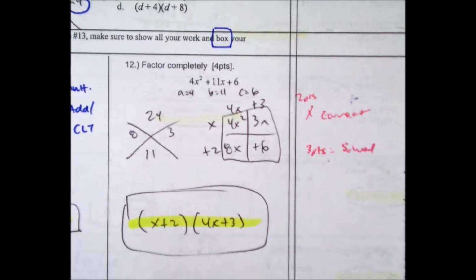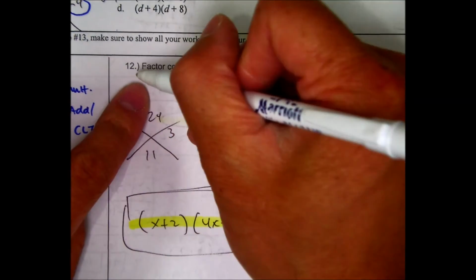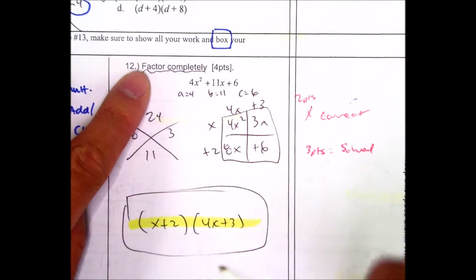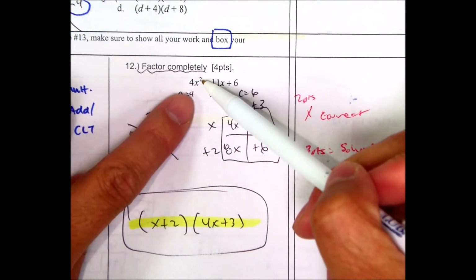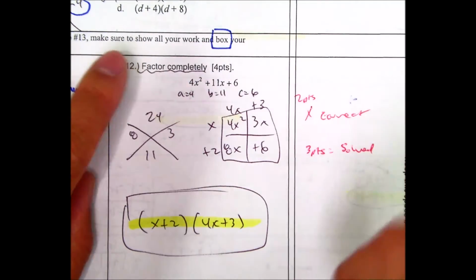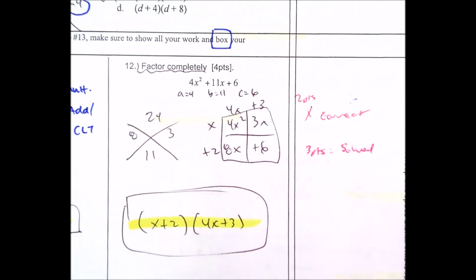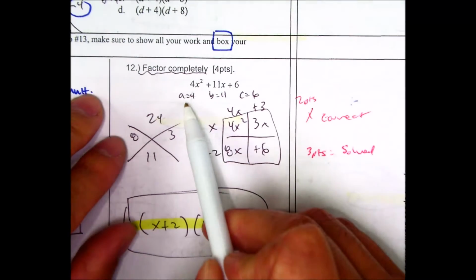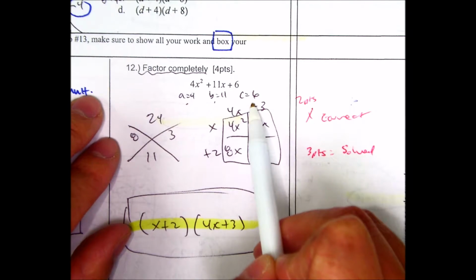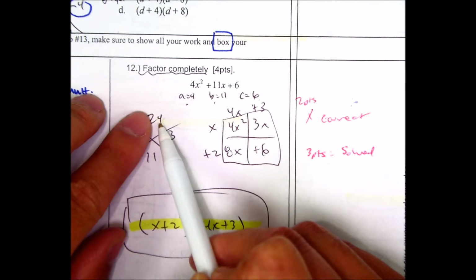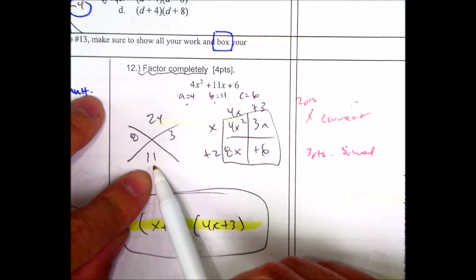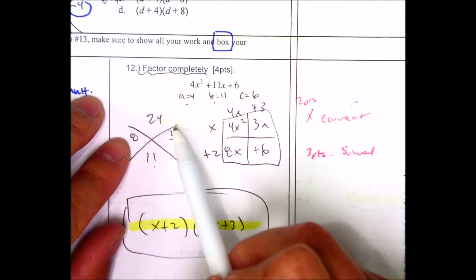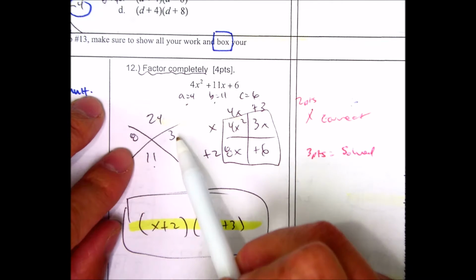Question number 12, factor completely. When it says factor completely, you should be thinking two things. Is it to the power of 2 or to the power of 3? Well, if it's a power of 2, then you can go and try to do your X box. A is 4, B is 11, C is 6. A times C is 24, and your B value is 11. Two numbers that multiply to be 24 and add to be 11 are 8 and 3.